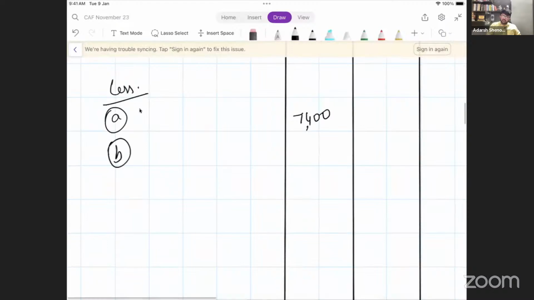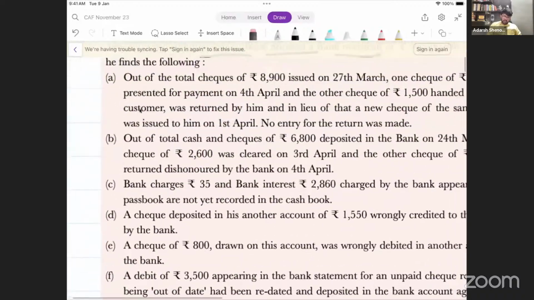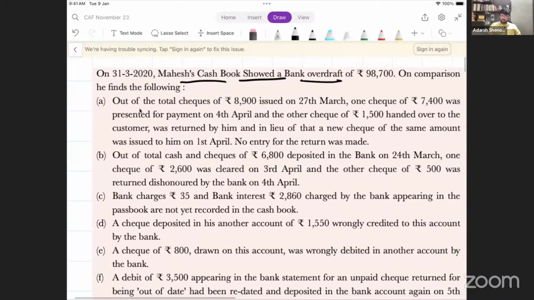Can we combine and write over here only 8900? You can. But I generally like to do it separately, because otherwise, here both were less. What if it is add, minus, and all, you'll be unnecessarily confused. So I advise you to do it separately.